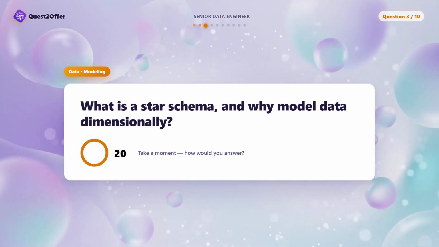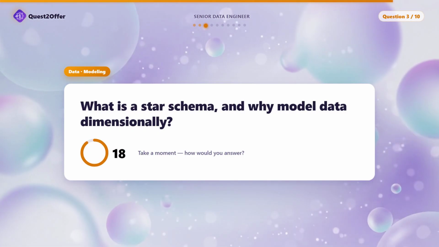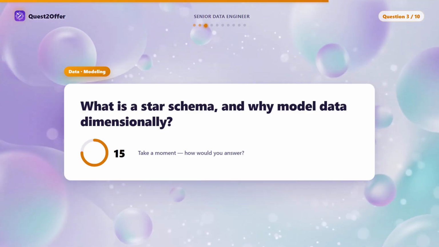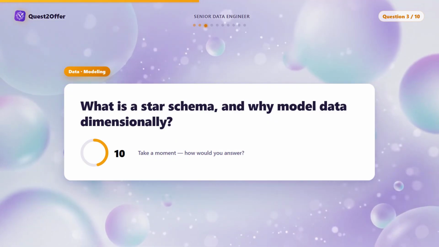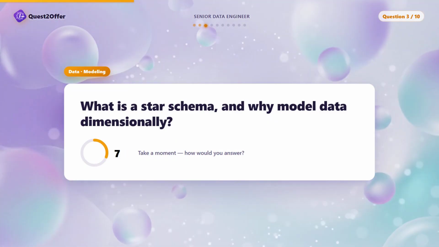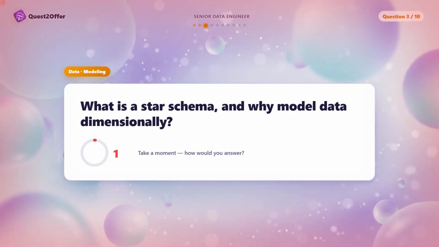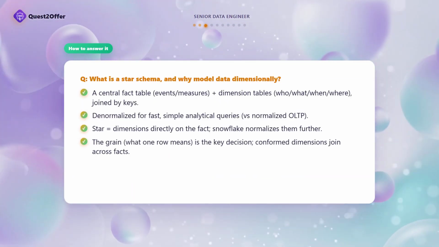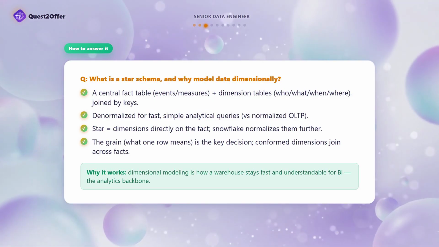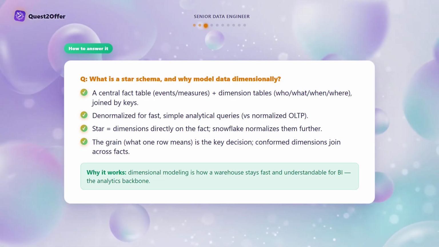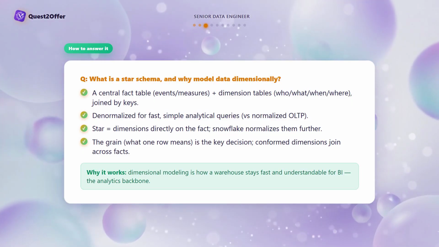Question 3. What's a star schema and why model data dimensionally? A star schema has a central fact table, the events and measures, surrounded by dimension tables, who, what, when, and where, joined by keys. It's denormalized for fast, simple analytical queries, unlike a normalized OLTP database.